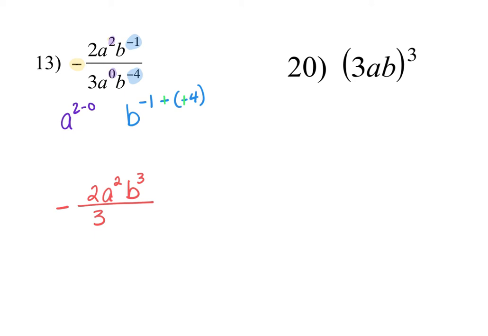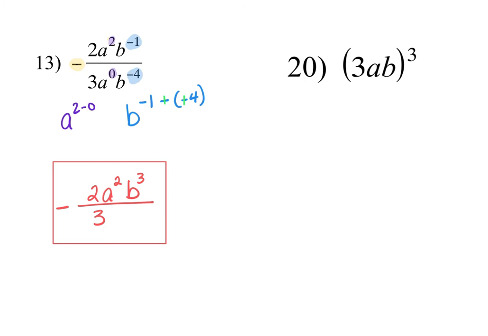I'm done. So once you've reduced your numbers and you've gotten all of your variables to just one, I have one A, one B. I don't have multiple in multiple places, right? Then I have simplified it. And I am actually done with this one. My answer here is negative 2A squared B cubed over 3. That is my answer here.